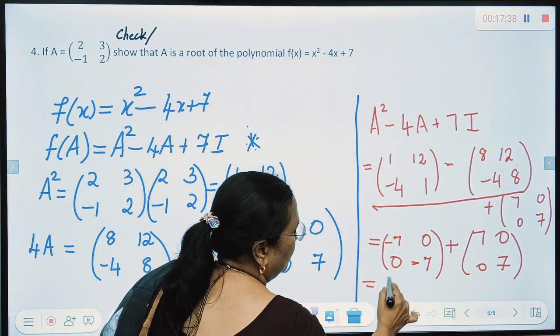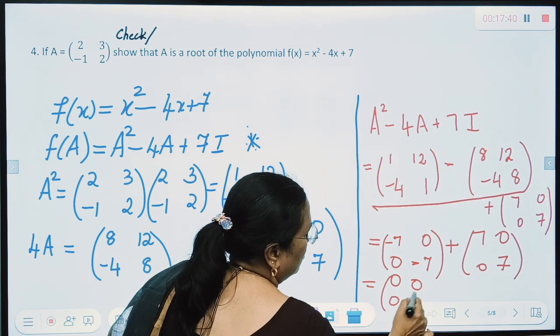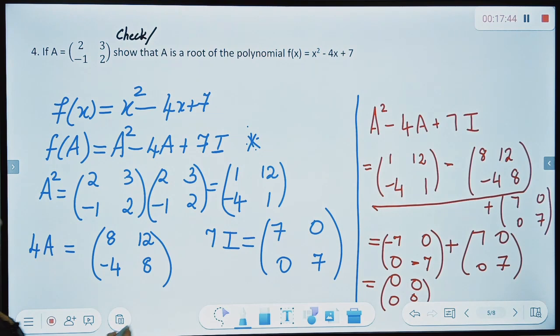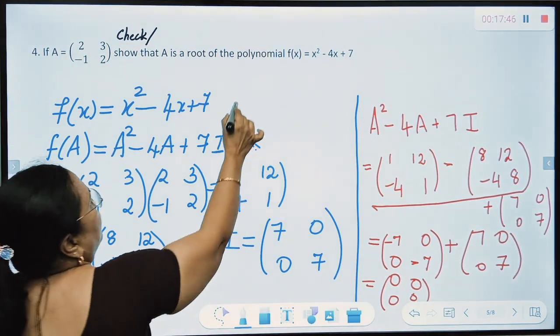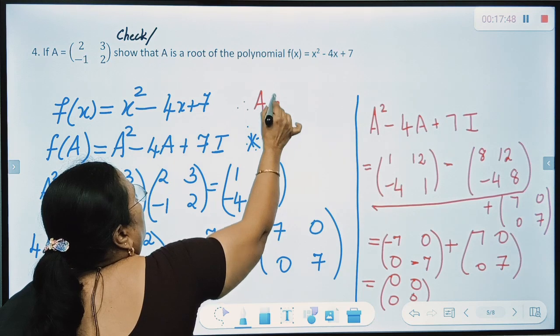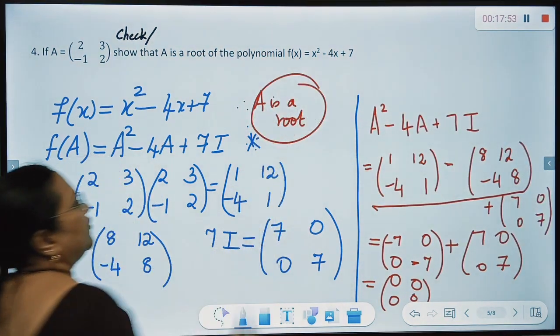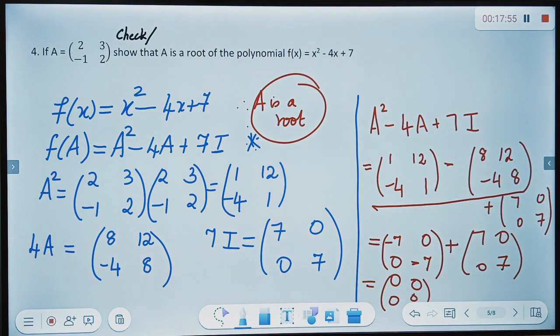So now add term wise, you will get 0, 0, 0, 0, right? Therefore, A is a root of the given polynomial.